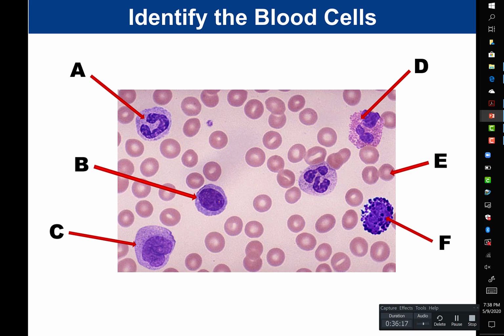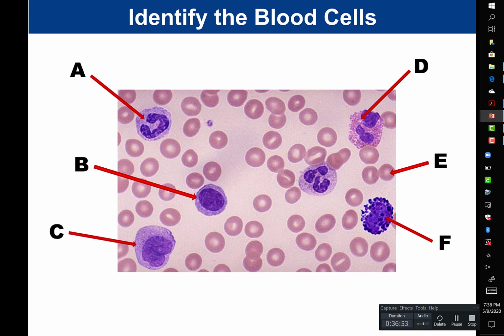C is going to be which one? Answer, monocyte. It has that kidney bean or horseshoe-shaped nucleus. It's very large. D would be an eosinophil. It has the prominent red cytoplasmic granules. E would be the red blood cell, or what we call an erythrocyte. F is going to be a basophil because it has the dark purple cytoplasmic granules.